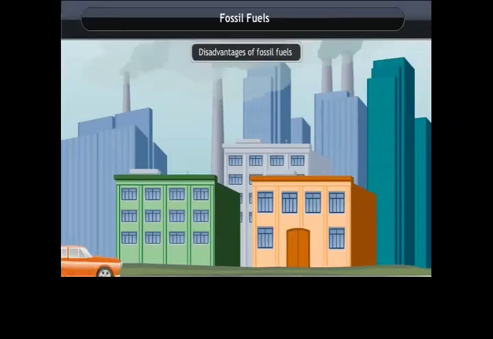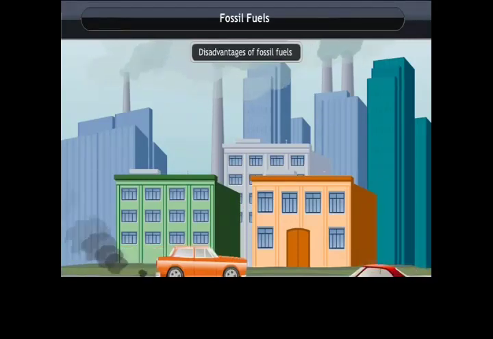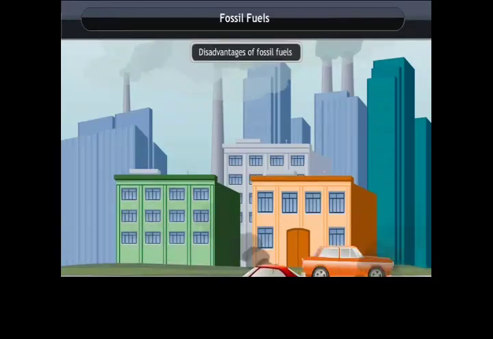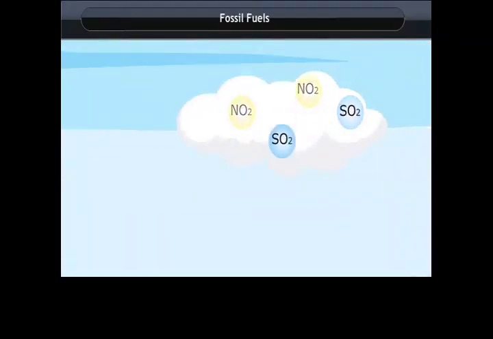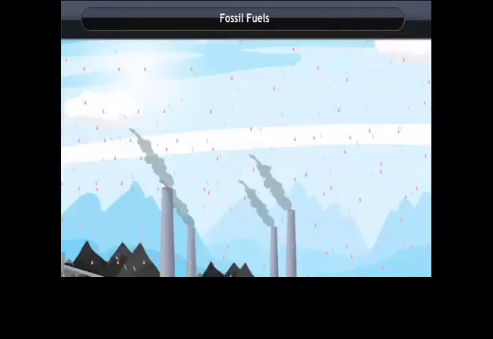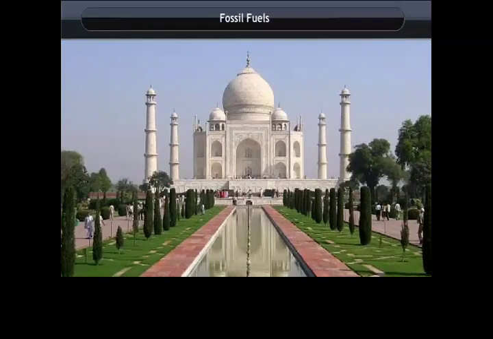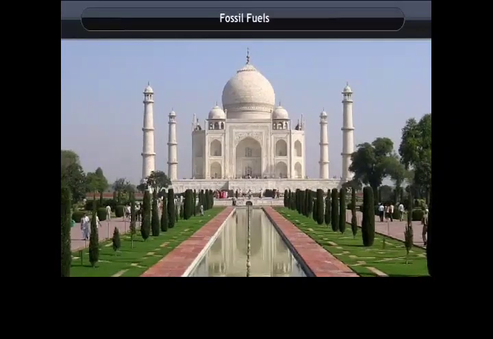Disadvantages of fossil fuels. Burning of fossil fuels releases gases and harmful particles, which cause air pollution. Burning of fossil fuels releases acidic oxides of sulfur and nitrogen, which cause acid rain that is harmful for living organisms, affects soil and water, and causes damage to the buildings and corrosion of metals.